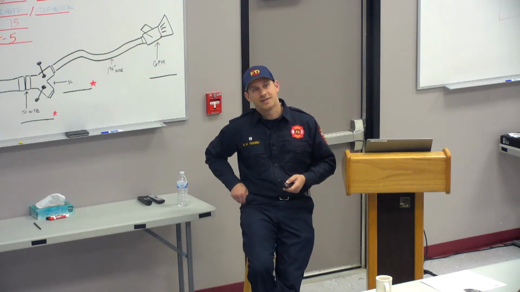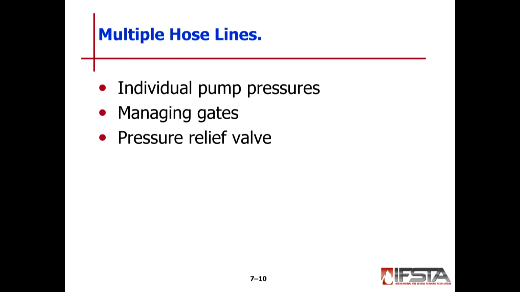Multiple hose lines. Obviously with multiple hose lines off, you're going to be using several gauges, right? We have the compound intake gauge, the discharge gauge, and all the individual gauges for each discharge that we have on that apparatus. So you're going to be managing gates, managing the pressure relief valve, volume versus pressure. We'll go into a couple of those things individually.